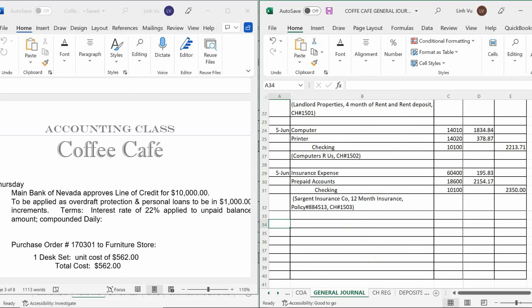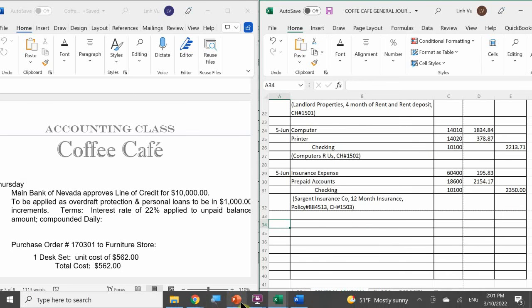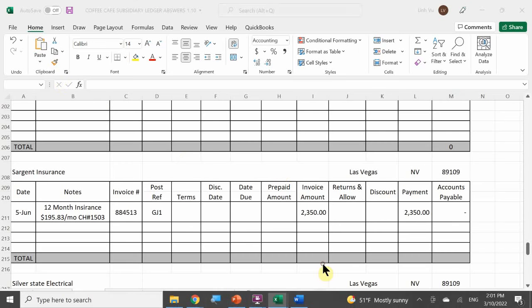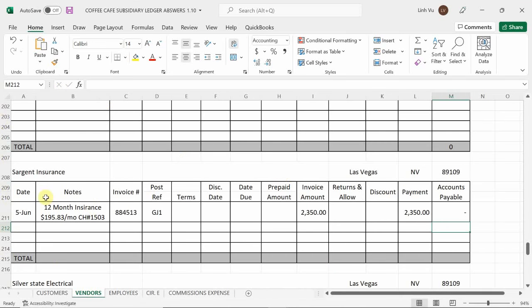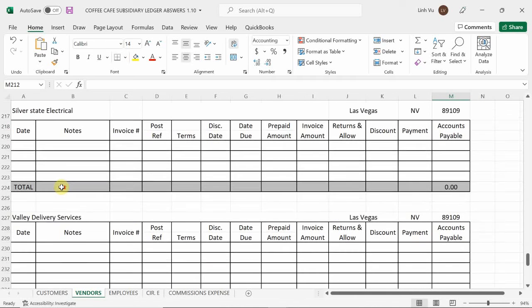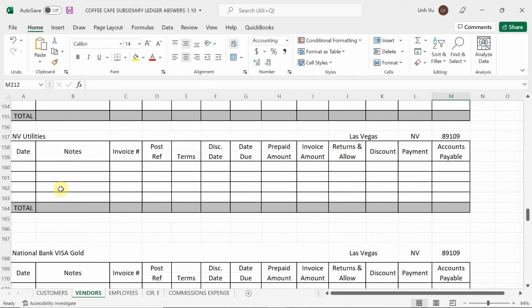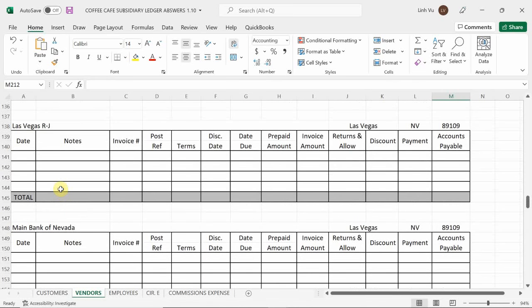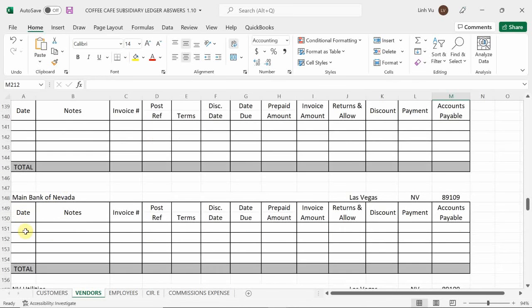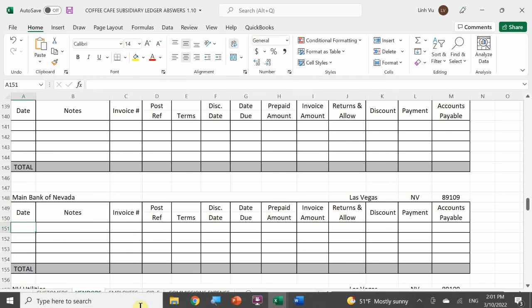All right, so let's go ahead and put this piece of information in my subsidiary ledger because this deals with the Maine Bank of Nevada. Okay, so Maine Bank of Nevada. Now, is there a date that you necessarily have to put in here? Not necessarily, but you could put the date. So in this case, you were approved on the 6th. Okay. Notes that you need to put in here is going to be, well, you got a line of credit.